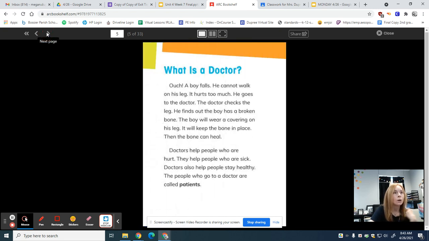So the first one is, what is a doctor? Ouch! A boy falls. He cannot walk on his leg. It hurts too much. He goes to the doctor. The doctor checks the leg. He finds out the boy has a broken bone. The boy will wear a covering on his leg. It will keep the bone in place. Then the bone can heal. Doctors help people who are sick, or doctors help people who are hurt. They help people who are sick. Doctors also help people stay healthy. The people who go to a doctor are called patients.